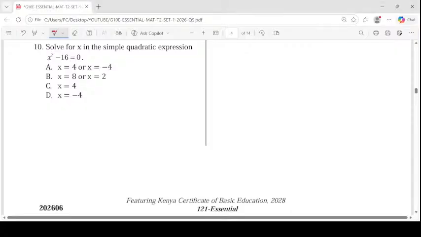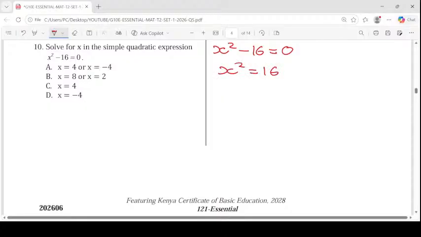Solve for x in the simple quadratic expression. So we are having x squared minus 16 is equivalent to 0. That is what we are having. Once we have it, we can collect like terms, and now the negative 16 crosses to the right. So this will become x squared is equivalent to 16.